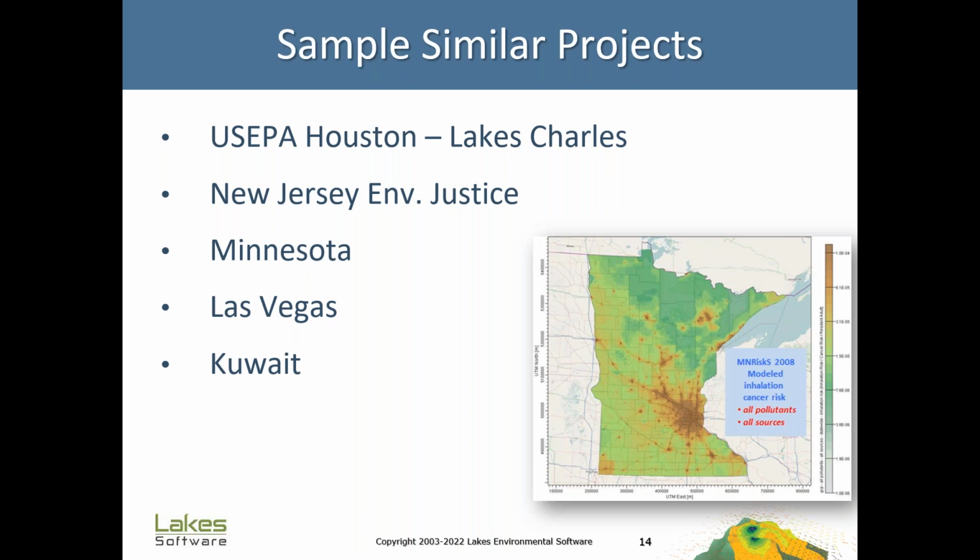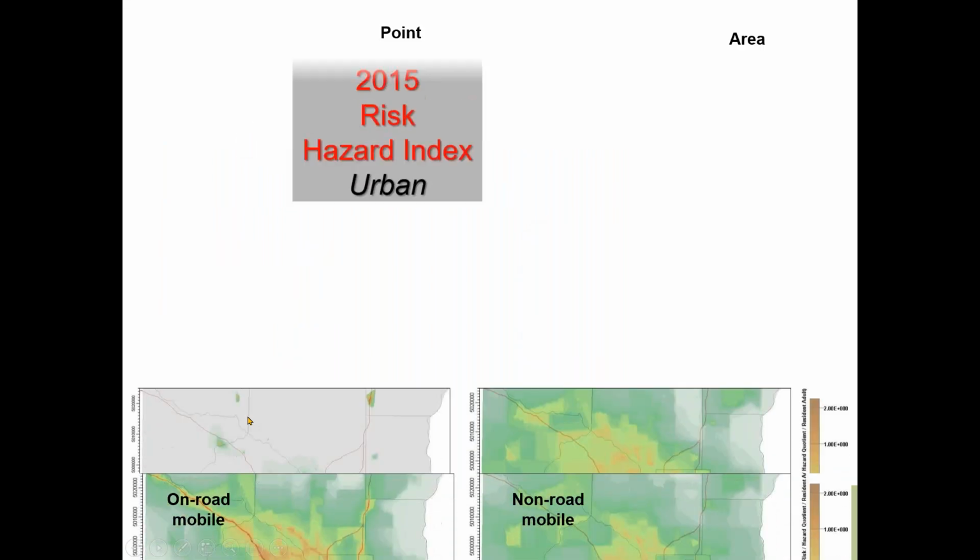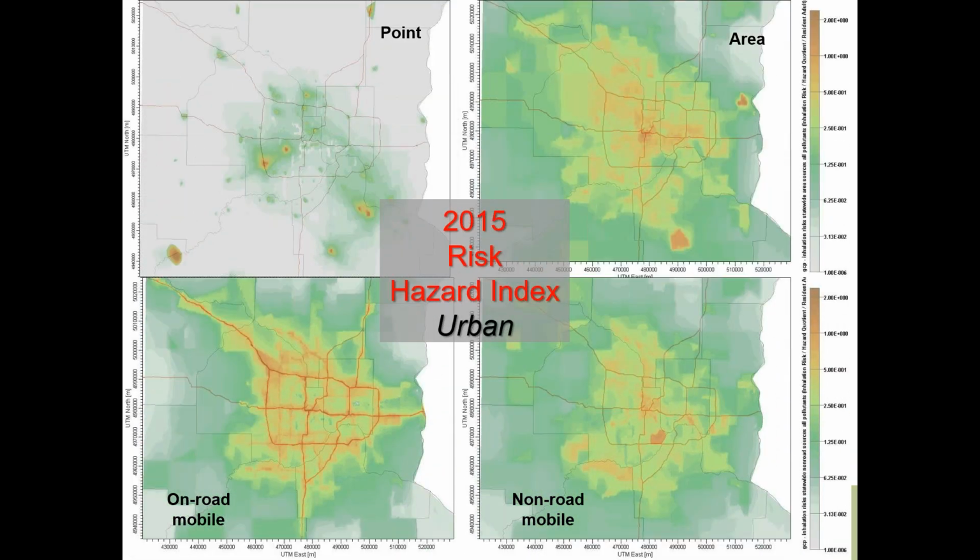Entire state of New Jersey, this is state of Minnesota. This state here is a case that I will show in the next slide. We did over 200,000 sources in the whole state, and with 2 million receptor points. Kuwait, Qatar, etc. And this is in Minnesota.